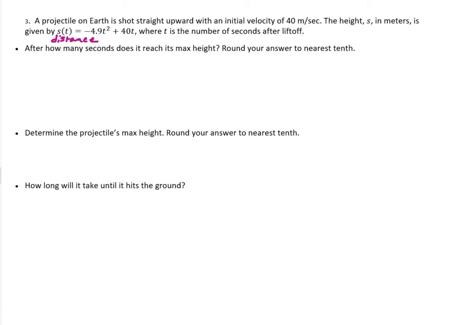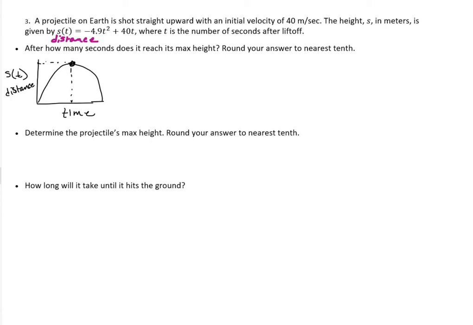What we are going to be doing first of all is making a quick sketch here so we can understand what's going on. I have a parabola here that has a negative coefficient, so it is opening upside down. So my graph is going to look something like this. My horizontal axis is time, and my vertical axis is s of t, which is my distance. The question is, after how many seconds does it reach its maximum height? So I don't really care what the height is. I want to know what time it is to reach that maximum height.